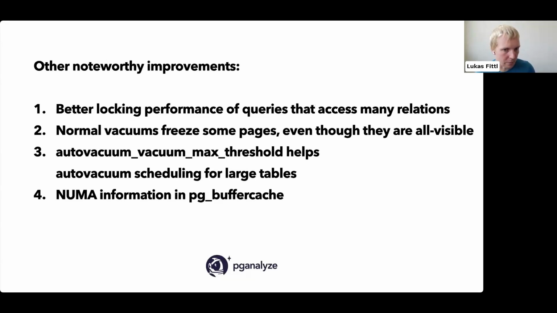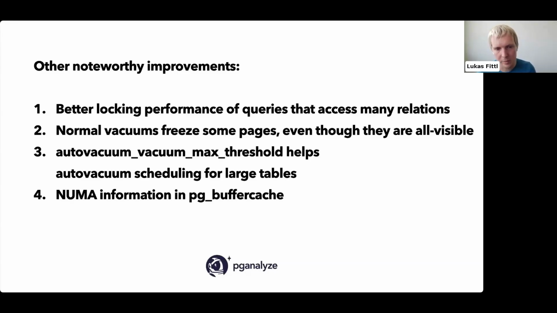Some other things that are noteworthy improvements in my mind: if you have queries that access many relations, like many partitions, the locking performance is much improved. So this will just benefit you without having to make any changes. Fast path locking basically just performs better and works more often for more tables.